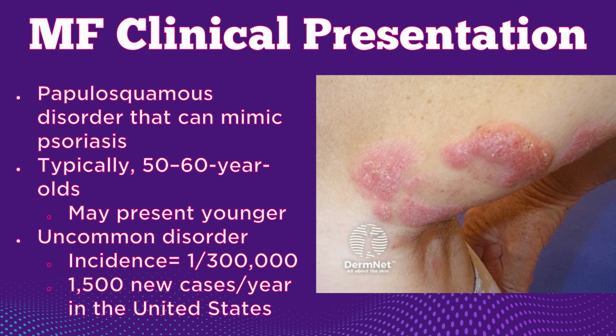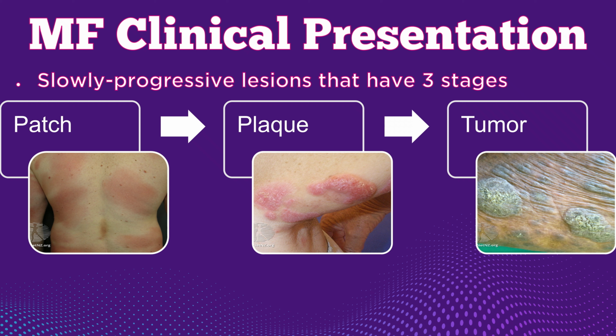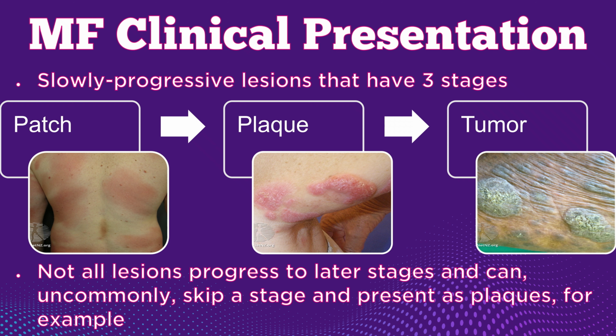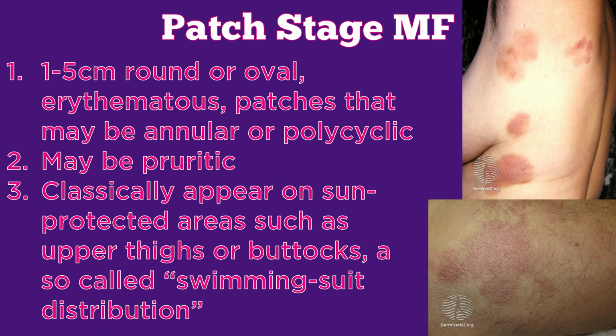The incidence is approximately 1 per 300,000 people, with approximately 1,500 new cases per year in the U.S. MF consists of slowly progressive lesions that have 3 stages: patch, plaque, and tumor stages. It is important to remember that not all lesions progress to later stages, and they can uncommonly skip a stage and present as plaques, for example. So let's briefly discuss the clinical appearance of each stage.